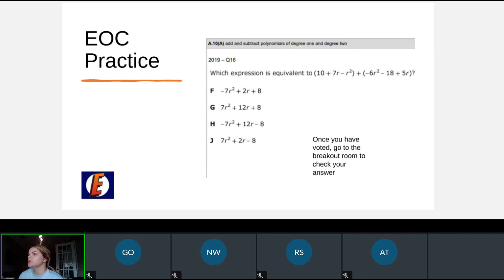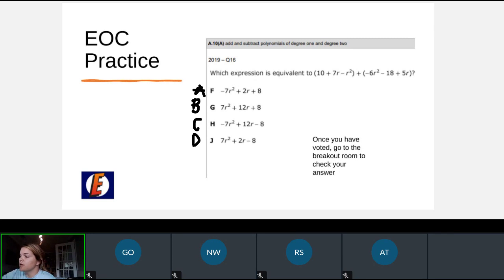All right, so here's what I want to do. I am going to put up a poll. This is your question for our exit ticket. So before I put this up, I'm going to explain a few things. When you're going to work this problem out, once you have voted, you are going to go to a breakout room. There's one breakout room where I have this worked out on the slide for you. So you're going to check your answer.